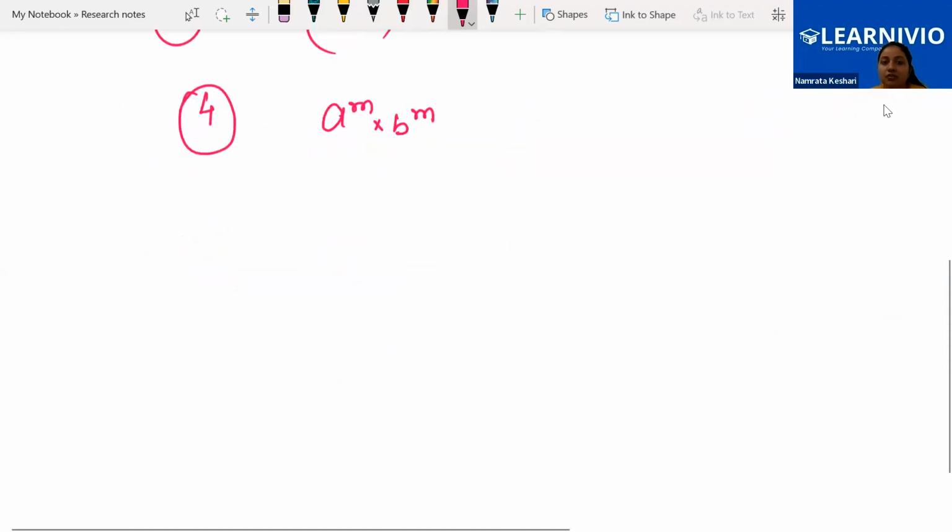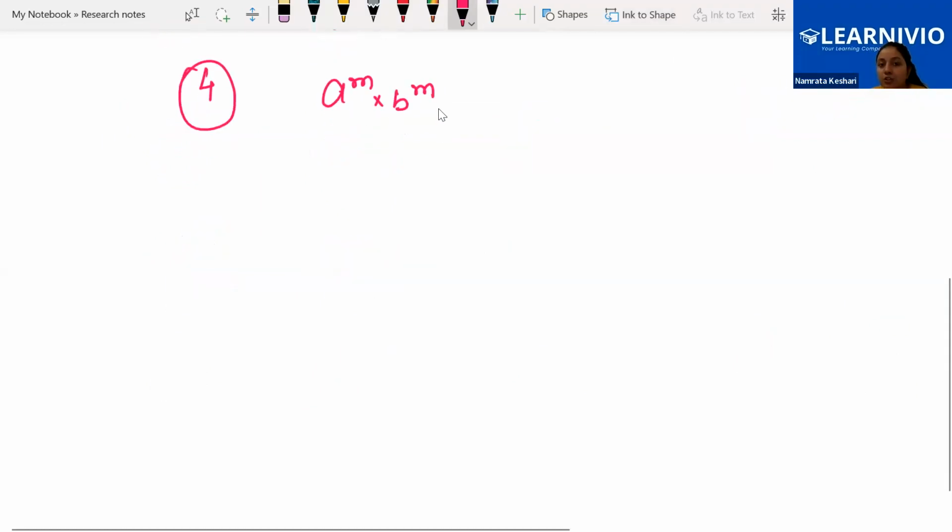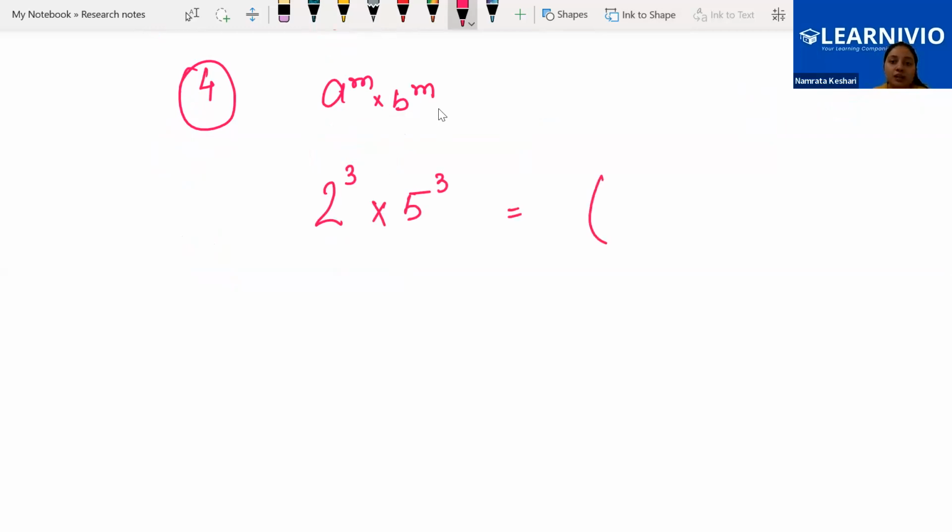Next one is, whenever we are having a to the power m into b to the power m, that means the bases can be different and the powers are same in this case. The bases can be different, but the exponent is same. If that is the case, then what we can do? We can write it as 2 into 5 to the power 3. This one we can write as a into b to the power n.